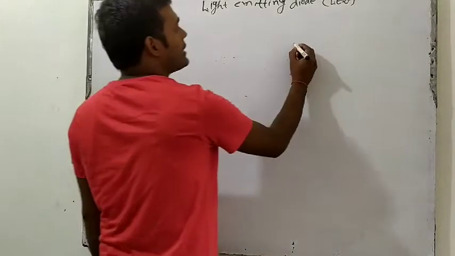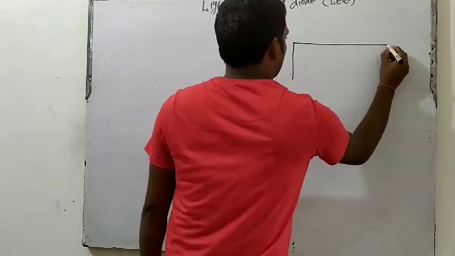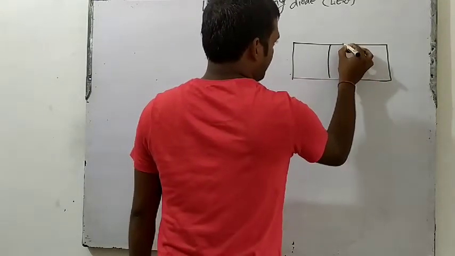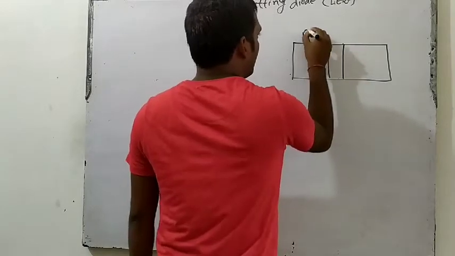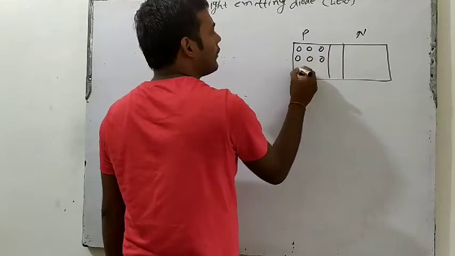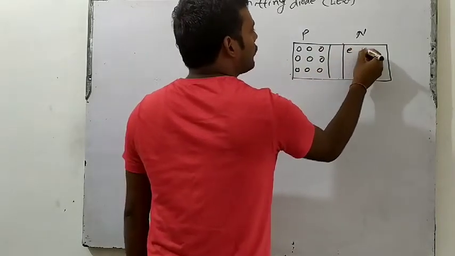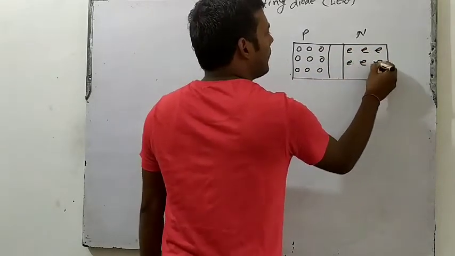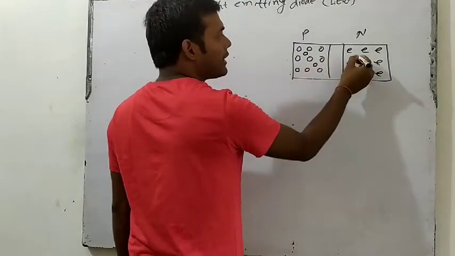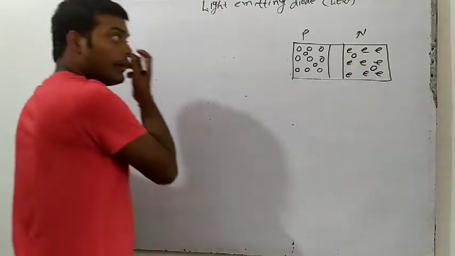Again, we will take a PN junction. In P side, what is there? Hole will be majority charge and electron will be minority charge. Here electron will be minority charge and hole will be majority charge. Here in LED we will connect it in forward bias mode.